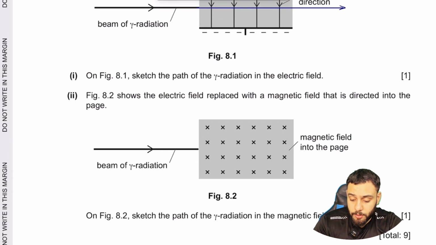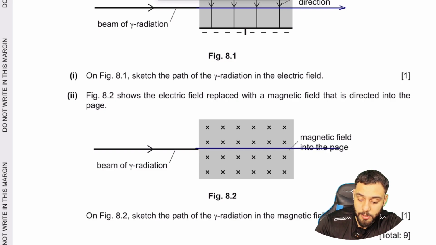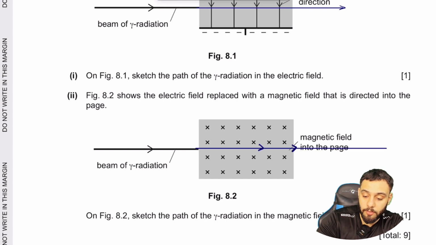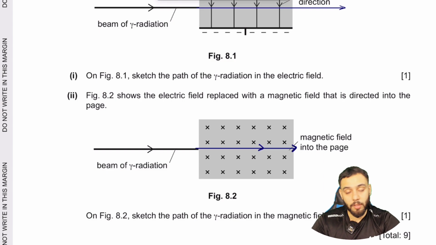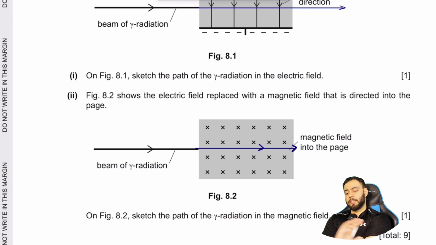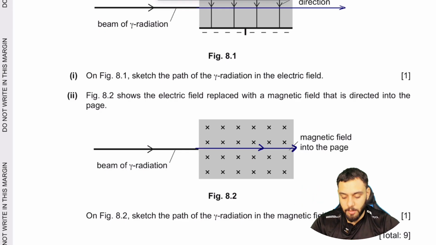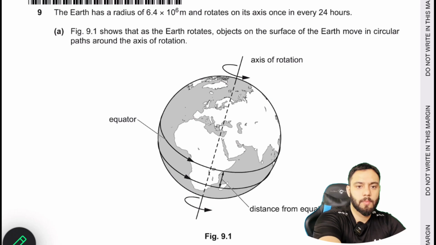Now the electric field is replaced by a magnetic field, and sketch the path of gamma radiations. Again, they're still going to be going straight. They're not going to be deviated anywhere because they are gamma radiations. Gamma radiations have no effect from either the magnetic field or the electric field. So both are going to be straight, horizontal lines, not moving anywhere. That's pretty much it for question number 8.